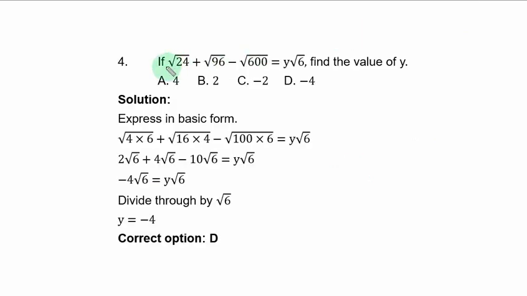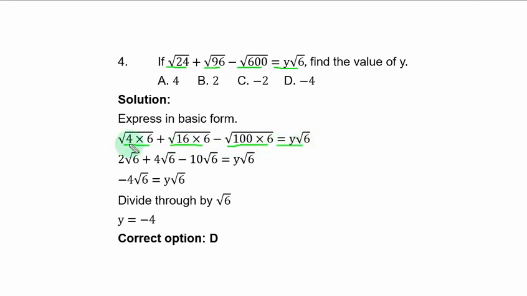Question 4. If root 24 plus root 96 minus root 600 is equal to y root 6, find the value of y. You simply express in basic form by looking for a factor of the given numbers that is a perfect square. In 24, you have 4 times 6. 4 is a perfect square. In 96, you have 16 times 6, and for 600 you have 100 times 6, equal to y root 6.